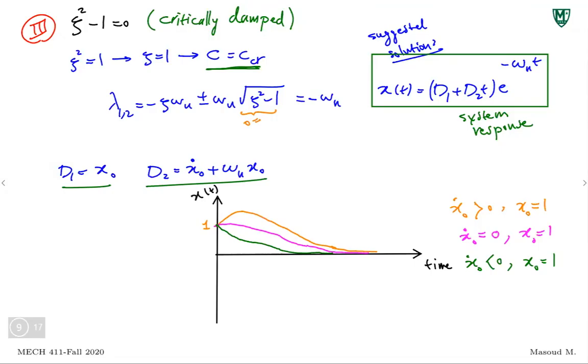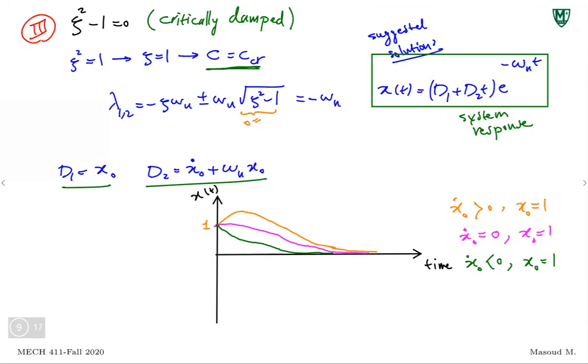Now, we looked at 3 cases, still one system. Keep in mind, which solution you choose, what system response you go with, depends on the value of damping, C. Right? And how does that relate to C critical? Whether it's equal to it, greater than that, or smaller than that.